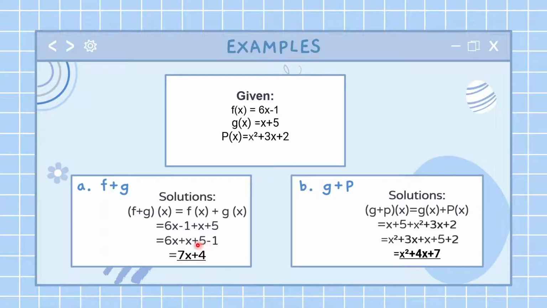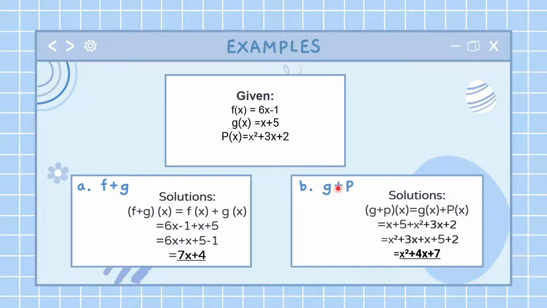And simple math, 5 minus 1. What is 5 minus 1? Of course, it's 4. So we put that there. So our final answer for 6x minus 1 plus x plus 5 would be 7x plus 4. This is our final answer. So as you can see, it's very easy as long as you follow. Now let's head on to example B.